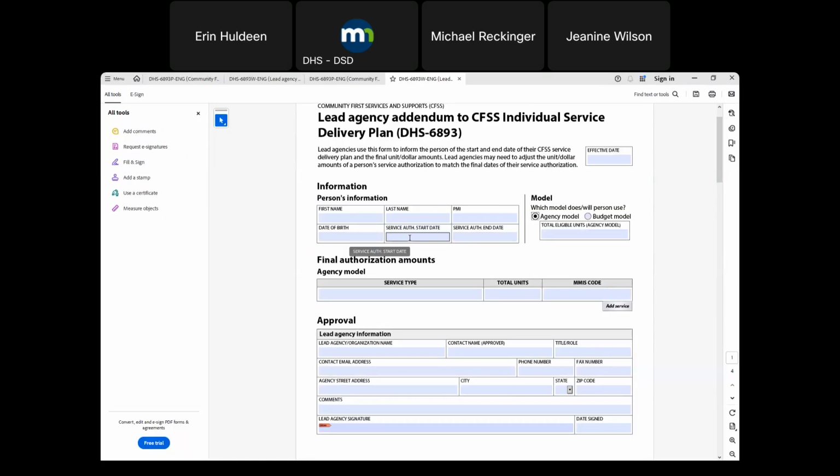Okay. So in the example I just said, the plan may say January 1st, but the lead agency didn't receive and approve the plan until January 20th. And so they're going to list January 20th here for the authorization start date. And then the authorization end date is whatever end date, 1 year after the assessment occurred. Okay, so let's just say in this example, it might be December 31st.